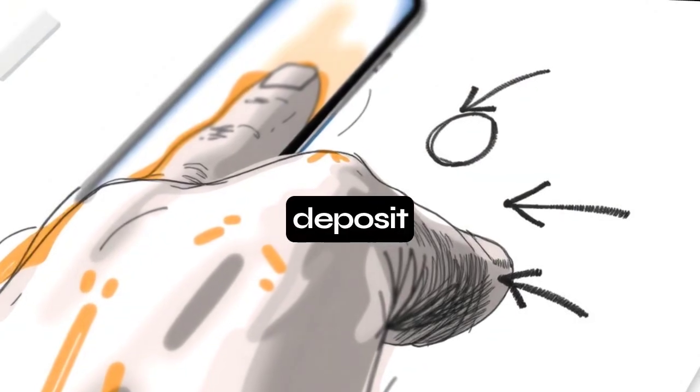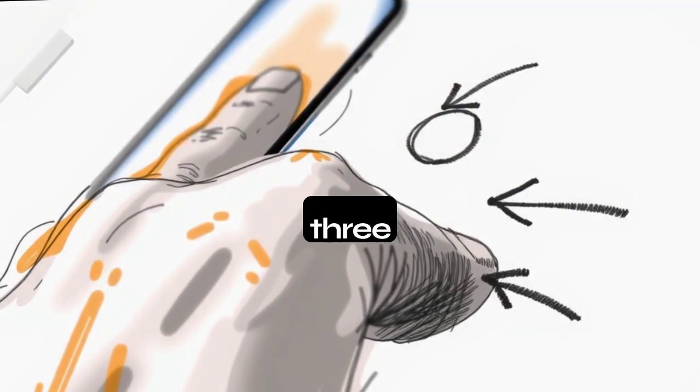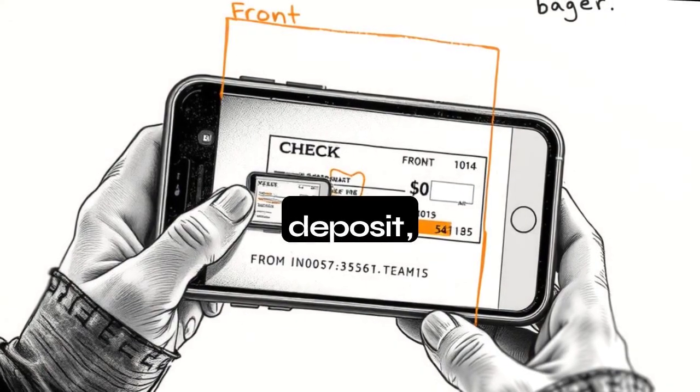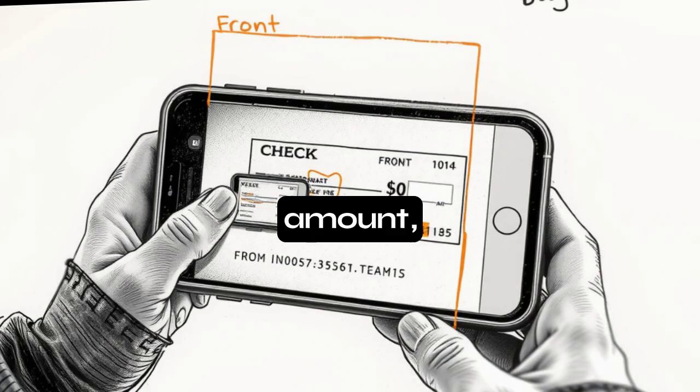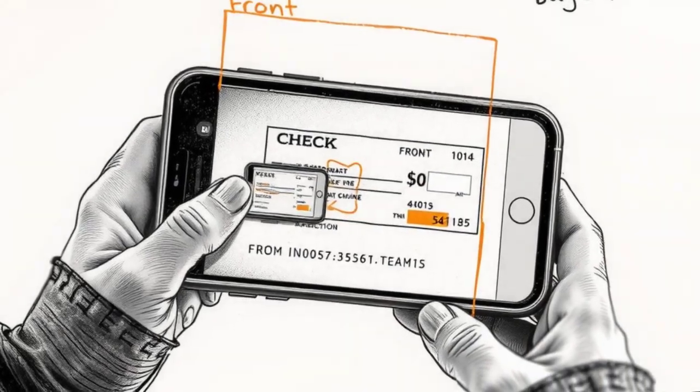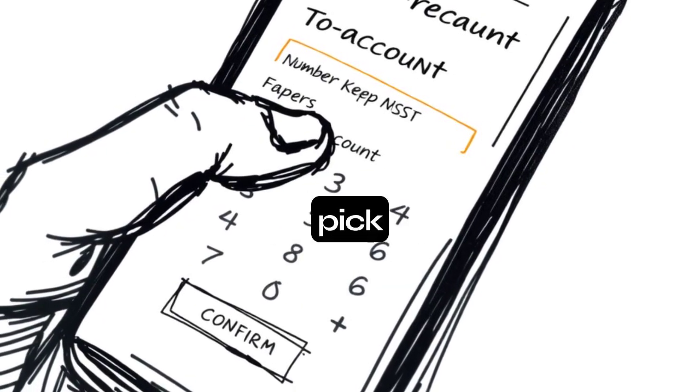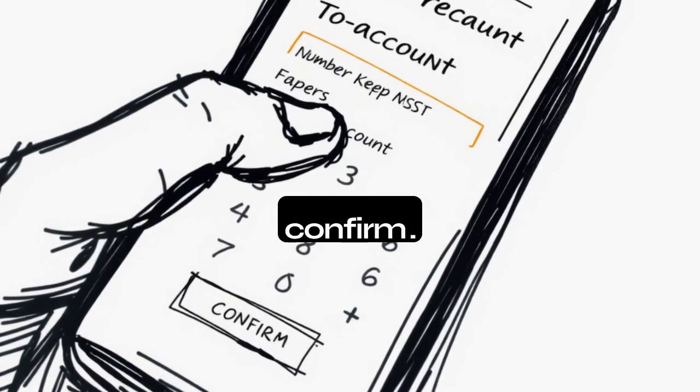Let's walk through mobile deposit, fast, secure check capture in 3 taps. Select mobile deposit, choose the account, enter the amount, then capture front and back. To transfer, tap transfers, pick from and into accounts, enter amount, then confirm.